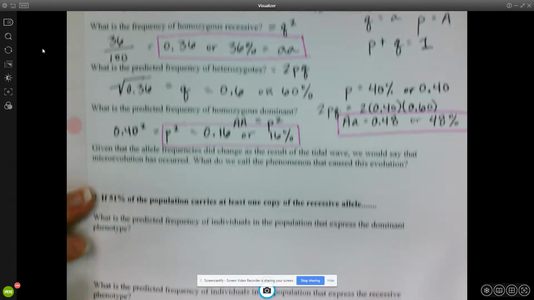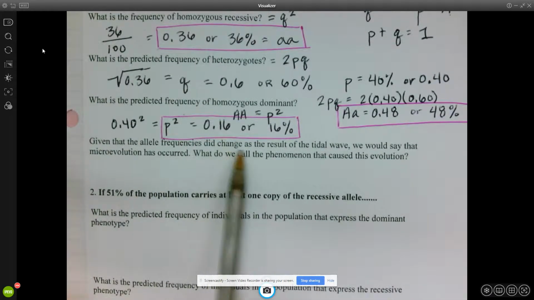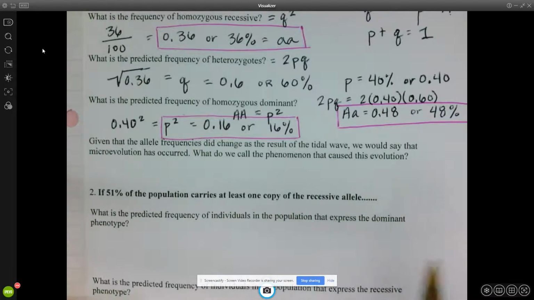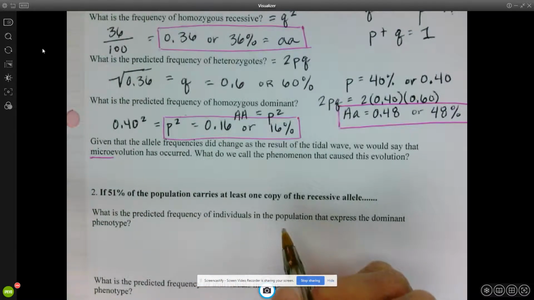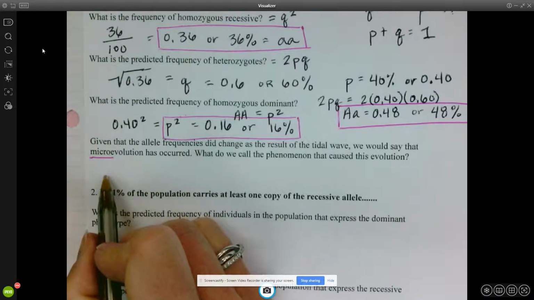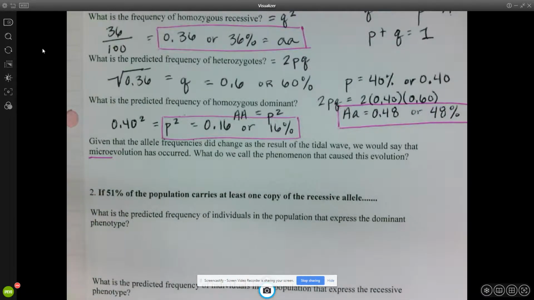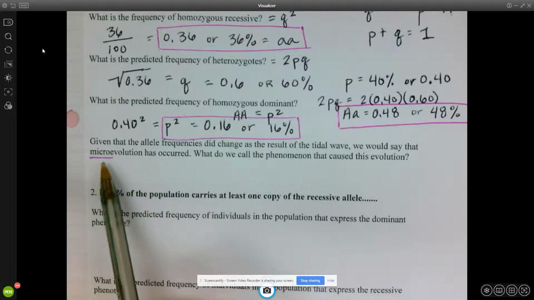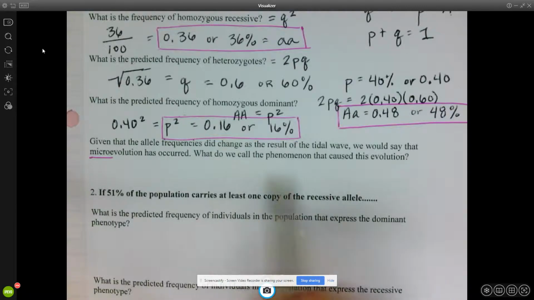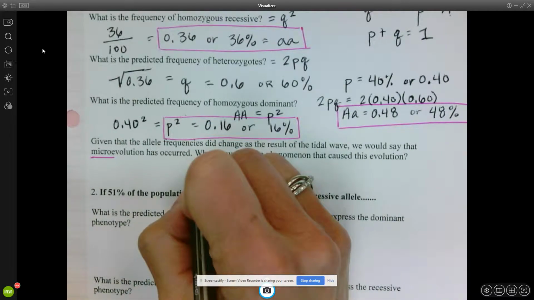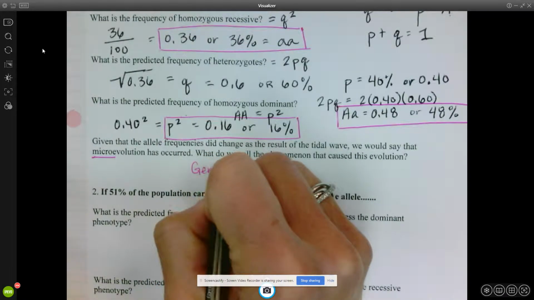So for D, given the allele frequencies did change as a result of the tidal wave, we would say that microevolution has occurred because it's on the microscopic scale. There's no big, huge new feature like a beak shape. I keep going back to that, but it's a really good example. There's just a shift in the frequencies. This phenomenon is called genetic drift.